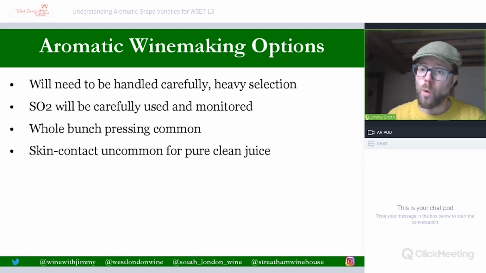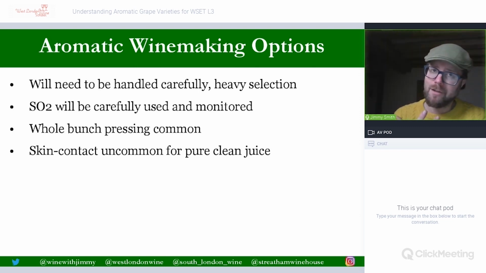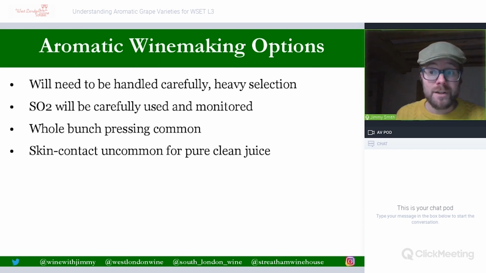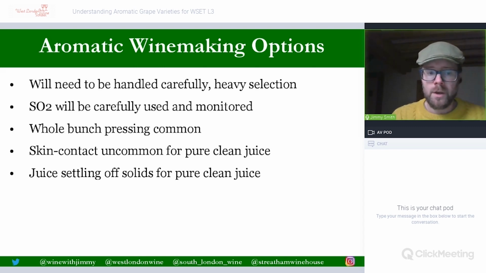Skin contact. So after that whole bunch pressing, skin contact is actually quite uncommon. That's to create a very clear juice. There are certain grape varieties that can have skin contact and even as aromatic as well, but this will often be very carefully monitored because it can impact the aromatic capability. So skin contact is often uncommon for making aromatic varieties. Just to give you a counterpoint though, things like Gewurztraminer have a little bit, and that's to actually maximize its flavor, which you'll find in the skin. So there can be some skin contact.